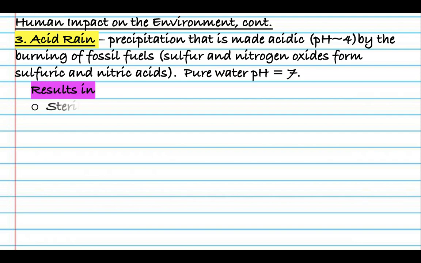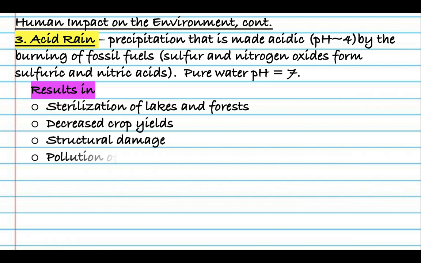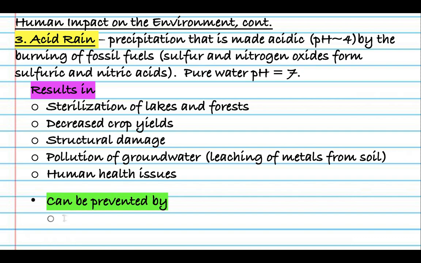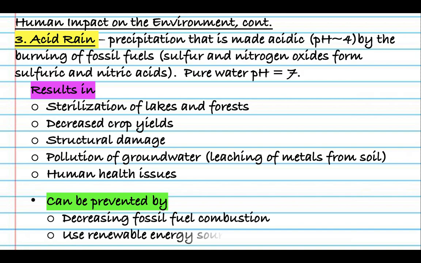Some of the consequences, or what can result from acid rain: sterilization of lakes and forests, decreased crop yields, structural damage, pollution of groundwater by leaching of metals from soils, and human health issues. It can be prevented by decreasing fossil fuel combustion and using renewable energy sources instead, like solar, wind, etc.